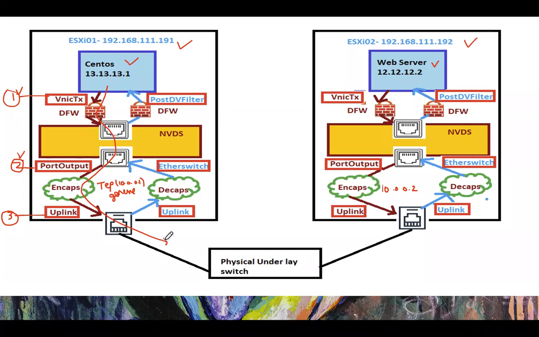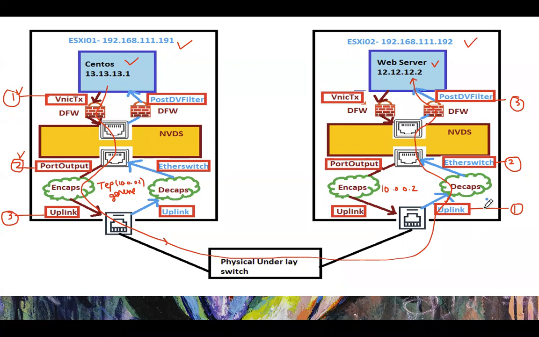Finally, the traffic is sent through the physical layer and arrives at ESXi2, is sent through the decapsulation engine, through the NSX virtual distributed switch, through the distributed firewall, and finally arrives at the web server. Over here, NSX also gave us three opportunities to perform packet capture. Option 1 is the uplink. Option 2 is the etherswitch. And option 3 is the post DV filter.